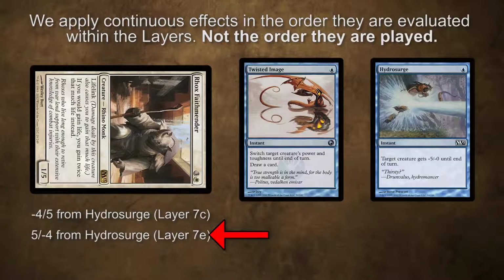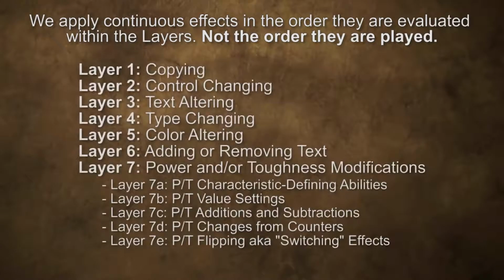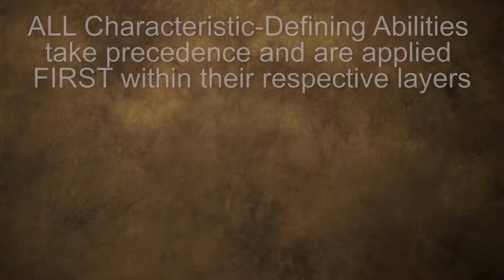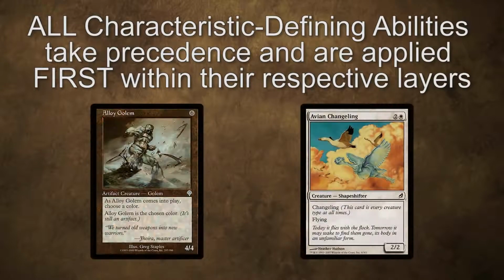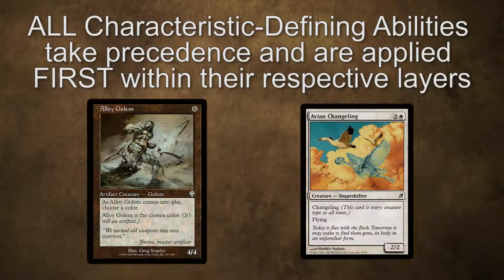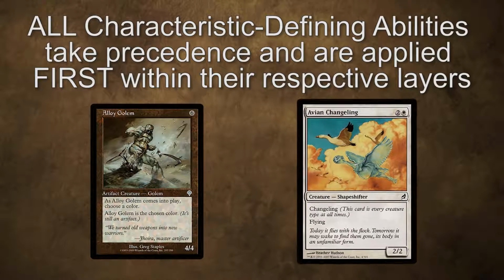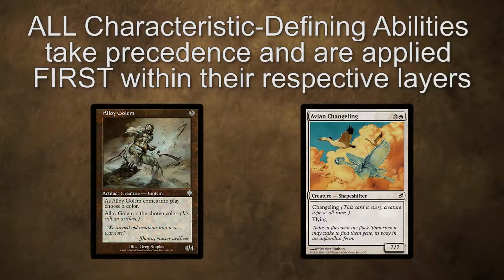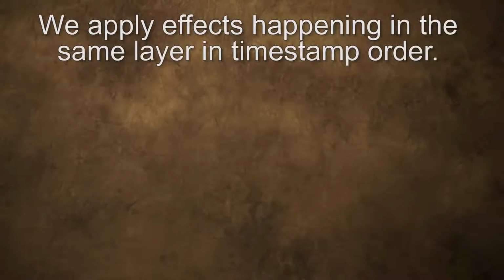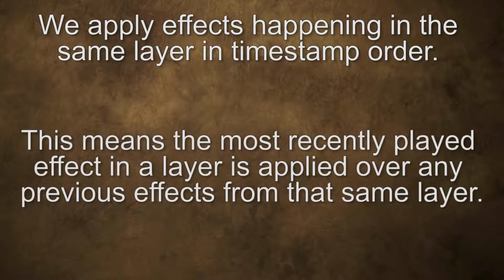This example highlights the importance of following the correct order when dealing with the layers of Magic, but there are paramount exceptions to this rule. First, all characteristic-defining abilities take precedence and are applied first within their respective layers, which is for things like Alloy Golem being a specific color or Changelings being all creature types. Next, we normally apply effects happening in the same layer in timestamp order. That is to say that the most recently played effect in a specific layer will always be applied over any older effects in that layer.